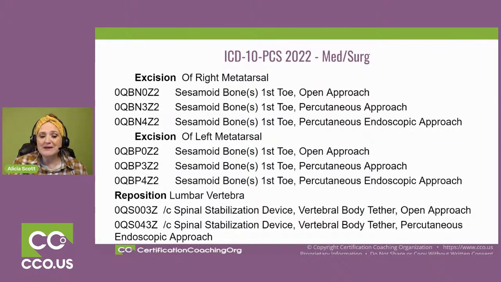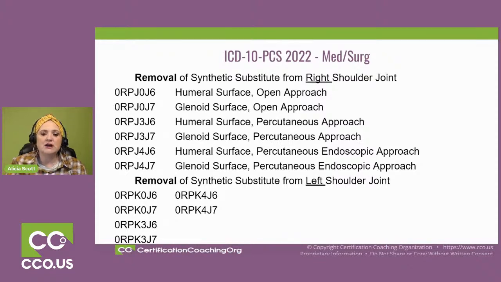We can also reposition the lumbar vertebra with a spinal stabilization device, much like the code that we saw on the previous slide, only this is a reposition. Removal. Well, now we're looking at a shoulder joint. And again, this is all in med-surg. We are now able to code for taking out or removing that synthetic substitute from the right shoulder joint. Now, notice here, this is a little different because the code has the different approaches, but it's the different areas of that shoulder joint. Humeral surface and glenoid surface.